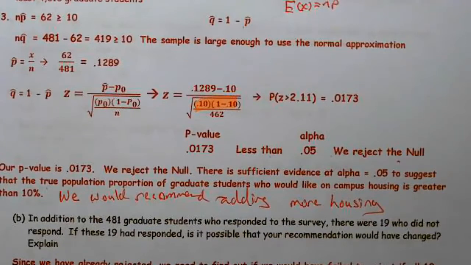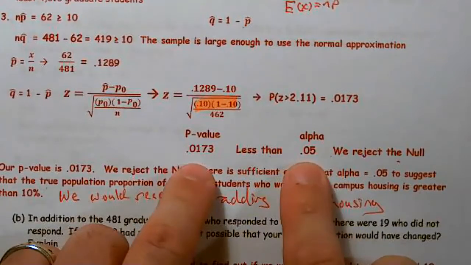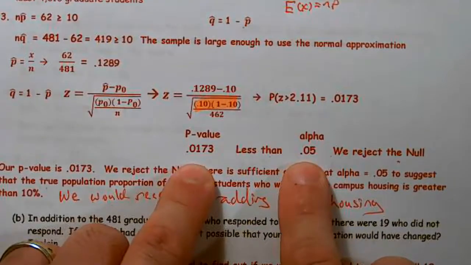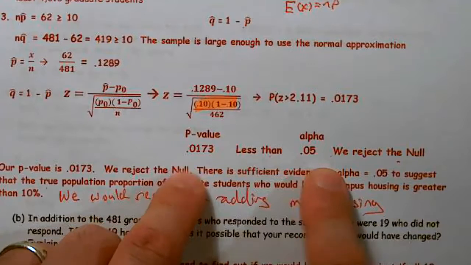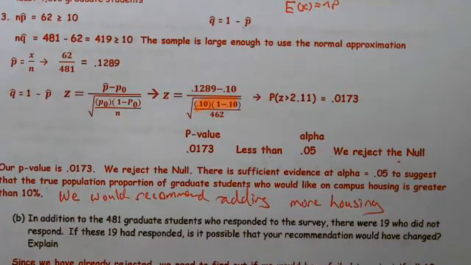In addition to the 481 students who responded to the survey, there were 19 who did not respond. If these 19 had responded, is it possible that your recommendation would have changed? Okay, so in my case, I used an alpha of 0.05, so I rejected. So I need to see whether there is a chance that I would fail to reject. Well, if I fail to reject, that means I want there to be a smaller percentage.